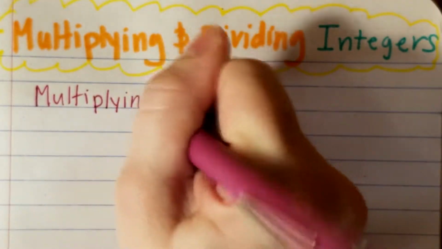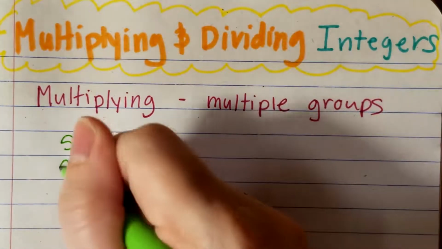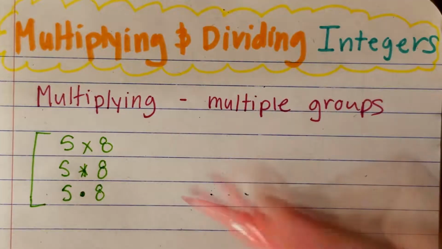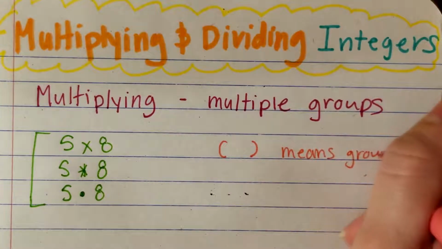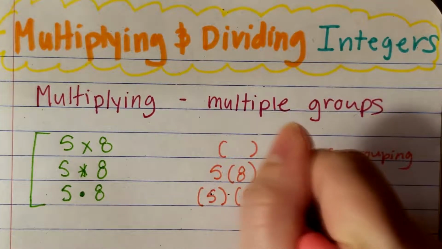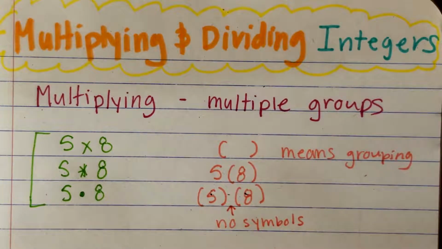The multiplication symbol you're probably most familiar with looks like this, but sometimes you might see this or even just a dot. Remember in the other video when I said parentheses means grouping? It could also be a fast way to show multiplication. Like 5 times 8 could be written as 5 groups of 8, like this, or like this. Notice there is no symbol between the parentheses. When multiplying integers, there are 4 different situations, and we're going to look at each one.